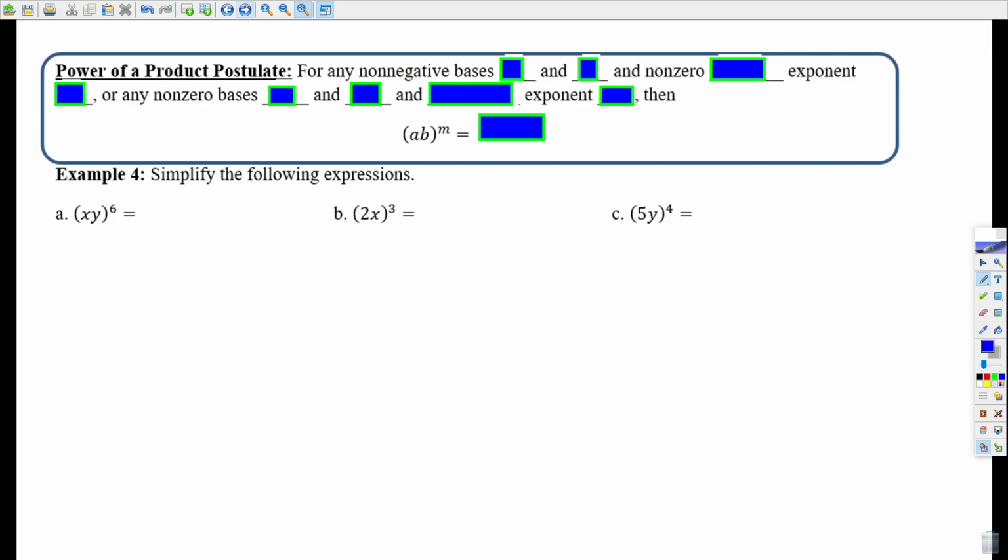I think they get a little bit more difficult than that, so I want to make sure you know how to do that. All right, the next property, which I think a lot of students might struggle with, is called the power of a product postulate. So it's like a power to another power.